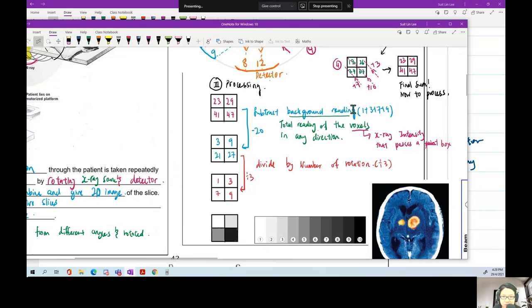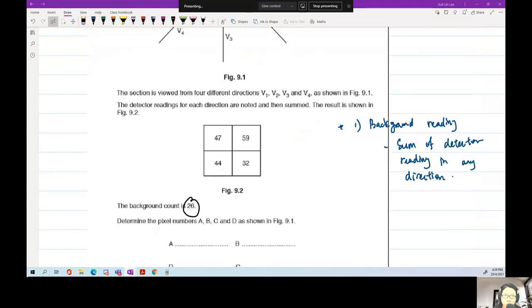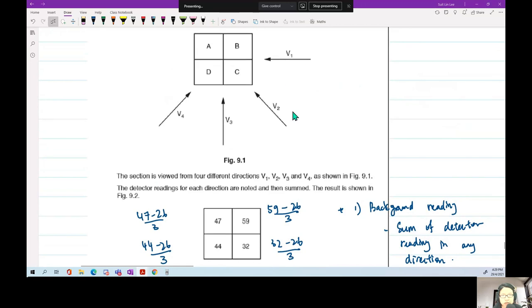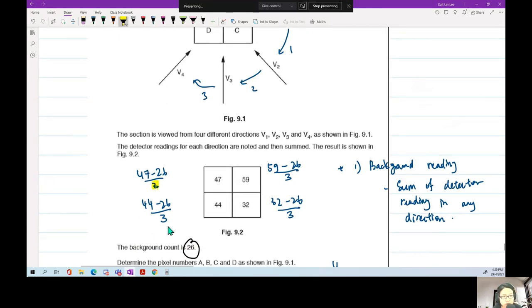So this background reading is the total reading in any direction. Okay, so we will subtract background reading, divide by number of rotations. So subtract background reading: 47, I'm just going to write here, 47 minus 26, then divide by 3. 44 minus 26, then divide by 3. 59 minus 26, then divide by 3. 32 minus 26, then divide by 3. So we are doing this repeatedly at different angles. So we rotate 3 times. 1, 2, 3 rotations. So divided by 3.